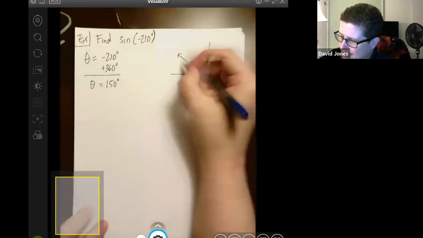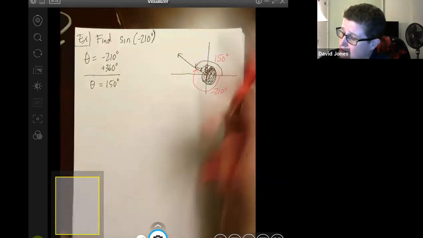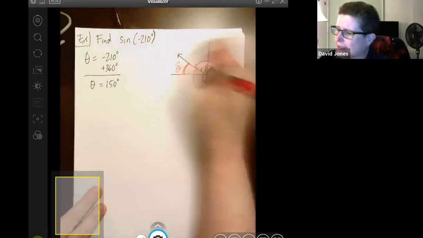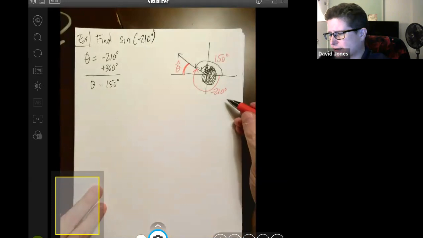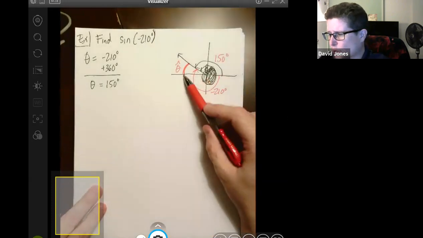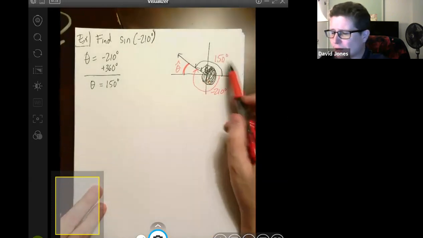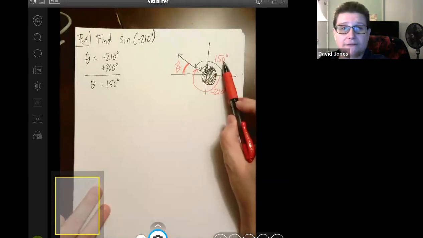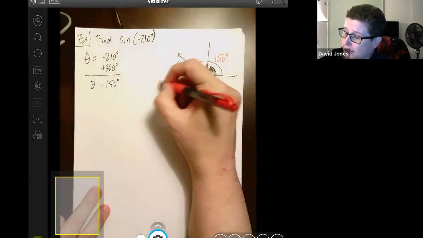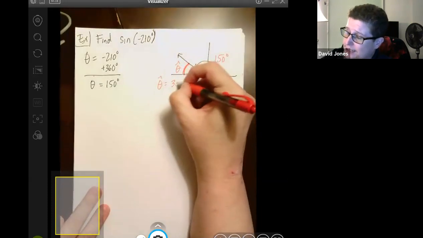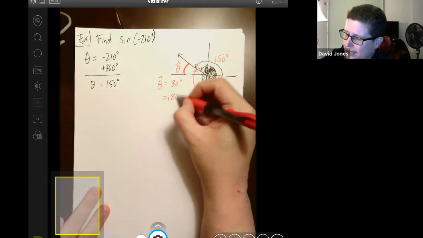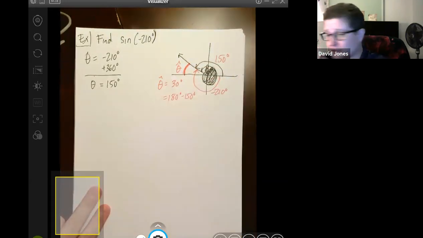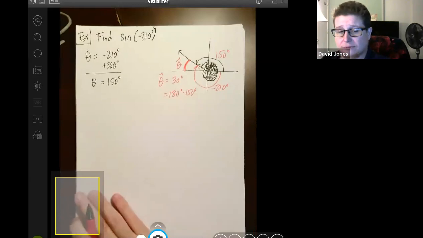What is this angle right here? That's our theta hat. It's 180 minus the 150. Or another way of thinking about it is they have to add up to 180. What do you add to 150 to get 180? Theta hat is 30 degrees. Or it's 180 minus the 150. So that was step 2.